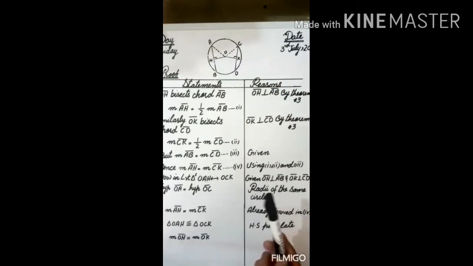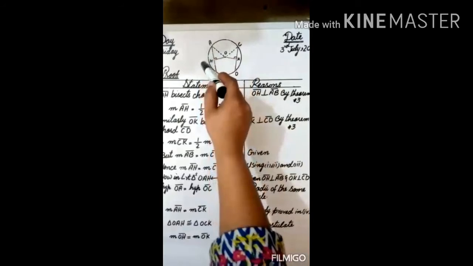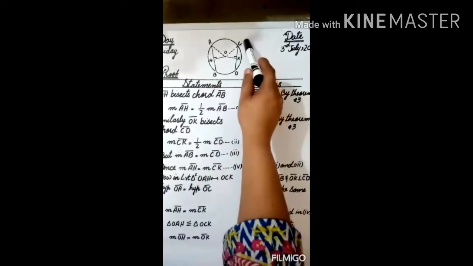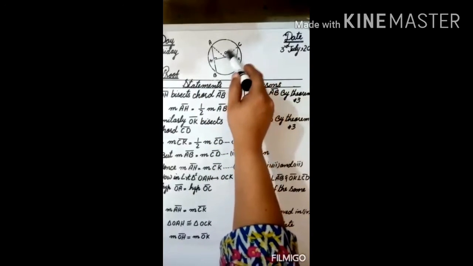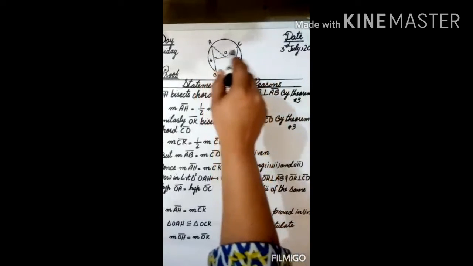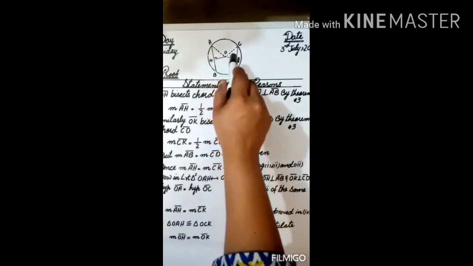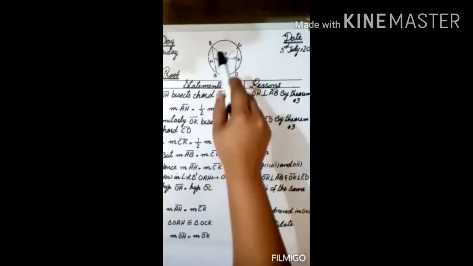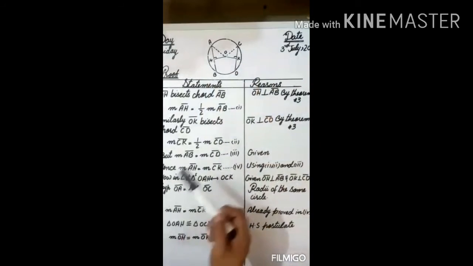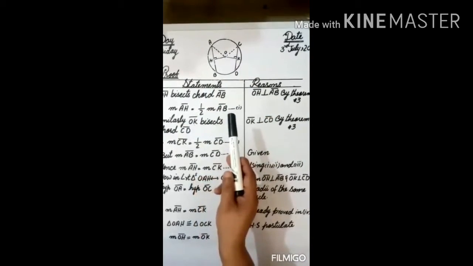Now after this, you can see in the diagram there are two right angle triangles, triangle OAH and triangle OCK. These two triangles each have one angle equal to 90 degrees. You can see this in the diagram. Now we have to prove the congruency of these two right angle triangles.